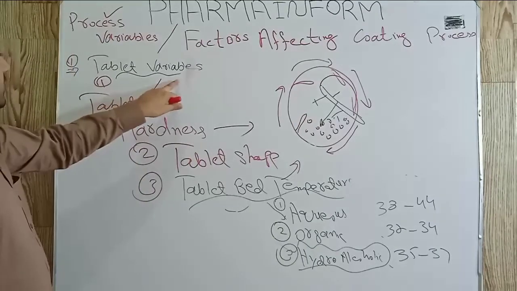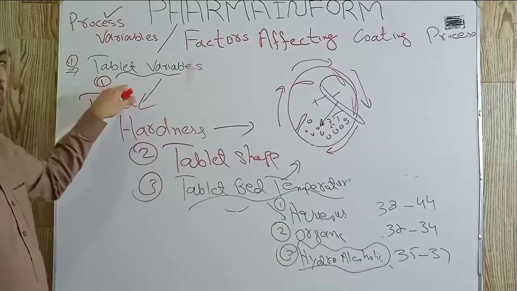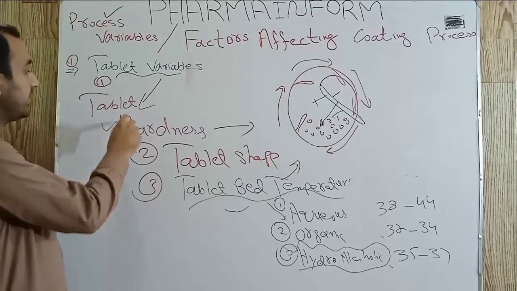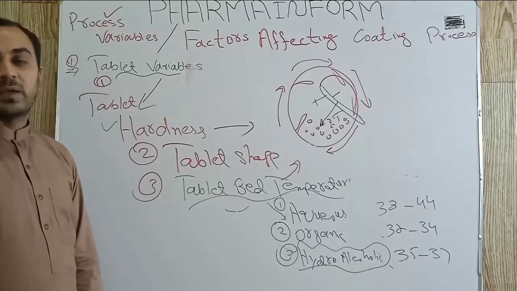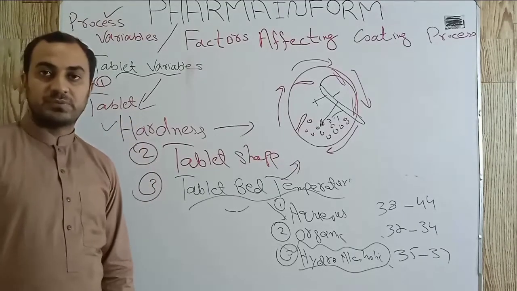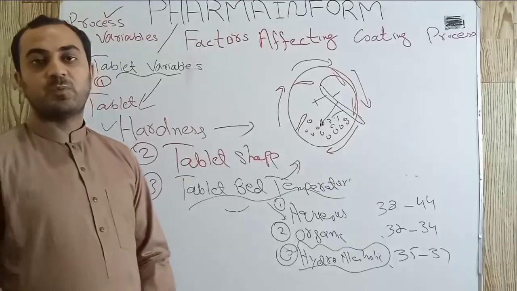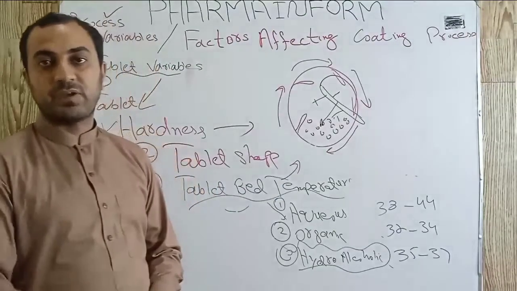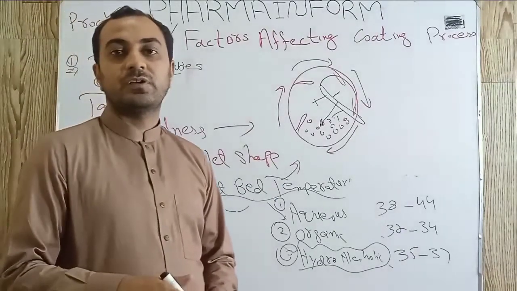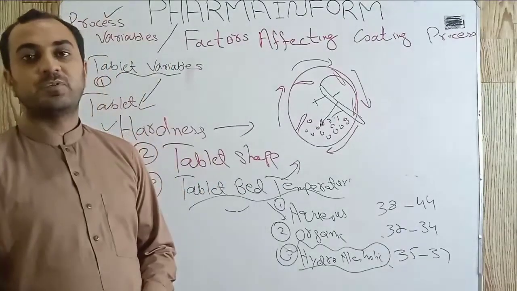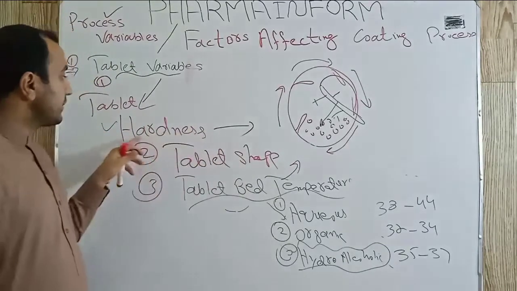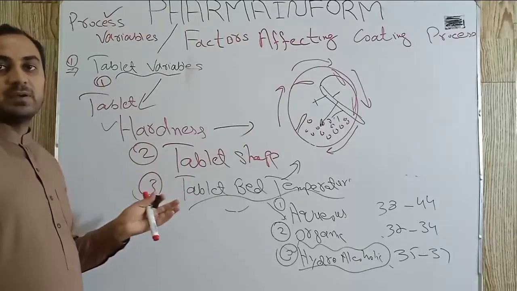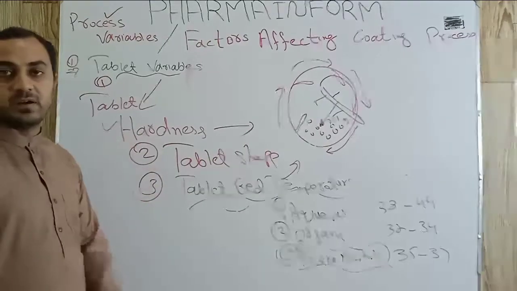So the first variable in tablet variables is tablet hardness. As we know, the tablet is the main component or substrate over which we have to apply the polymer. So if our tablet is perfect, it means our coating operation will be smooth and perfect. So the first factor which influences our tablet properties is the tablet hardness.